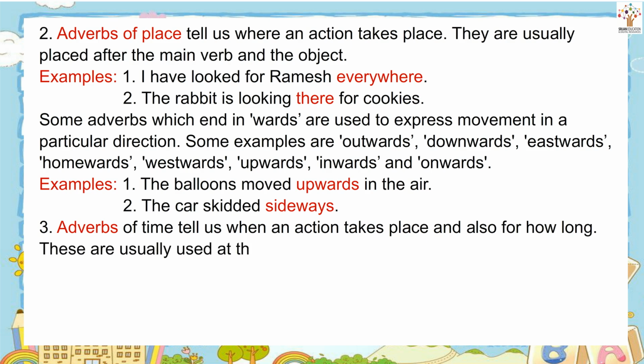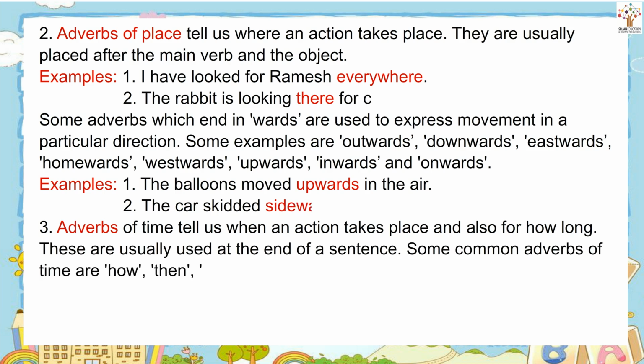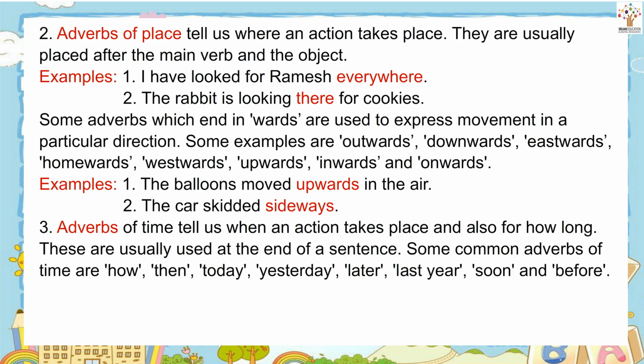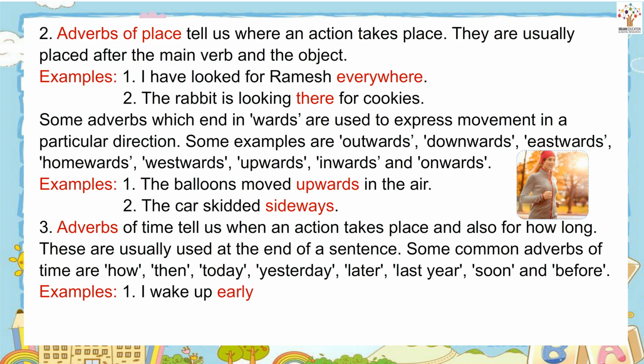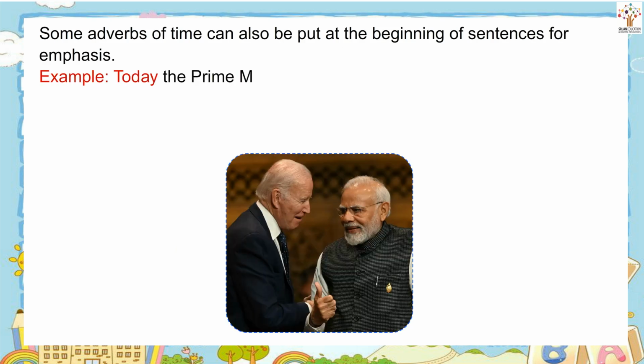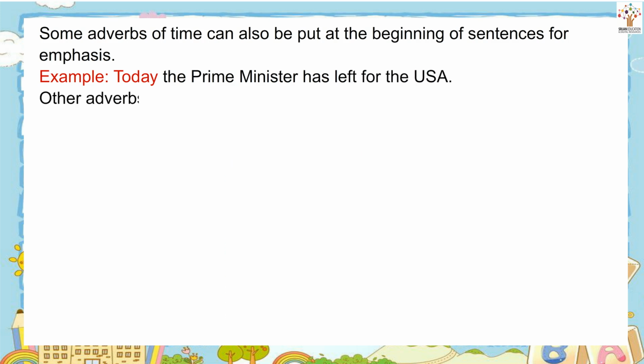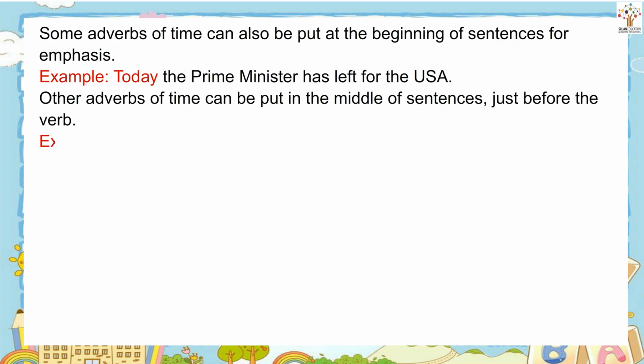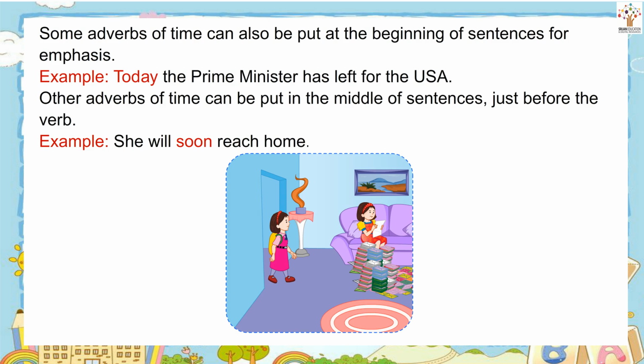Adverbs of time tell us when an action takes place and also for how long. These are usually used at the end of a sentence. Some common adverbs of time are now, then, today, yesterday, later, last year, soon, and before. Examples: I wake up early and go for a walk. John met Anil yesterday. Some adverbs of time can also be put at the beginning of sentences for emphasis. Example: today the Prime Minister has left for the USA. Other adverbs of time can be put in the middle of sentences, just before the verb. Example: she will soon reach home.